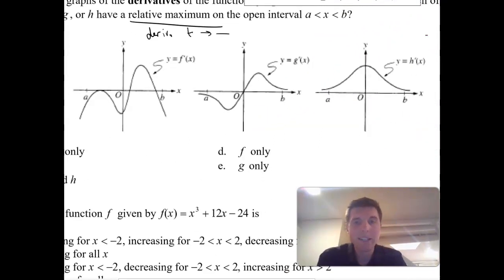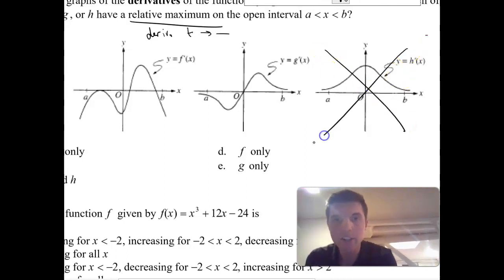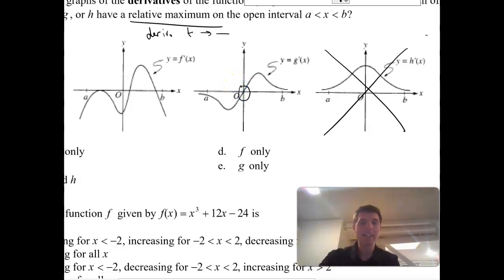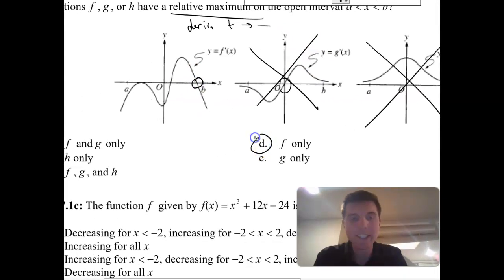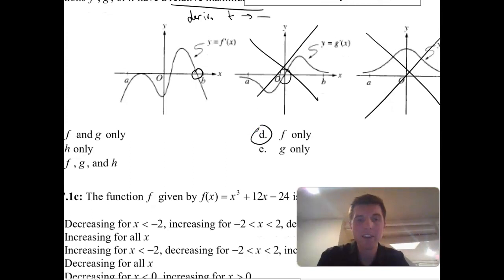When do these go from positive to negative? Well, this one, h, never crosses the axis. G only goes from negative to positive. That's a min. And so f is the only one, and it happens right there. So the first answer is D, only f. Derivative goes from negative to positive.